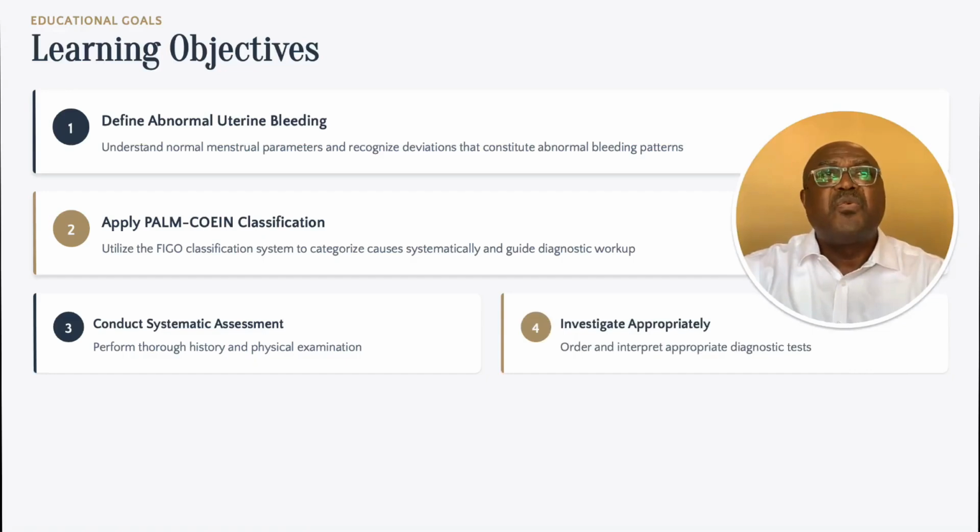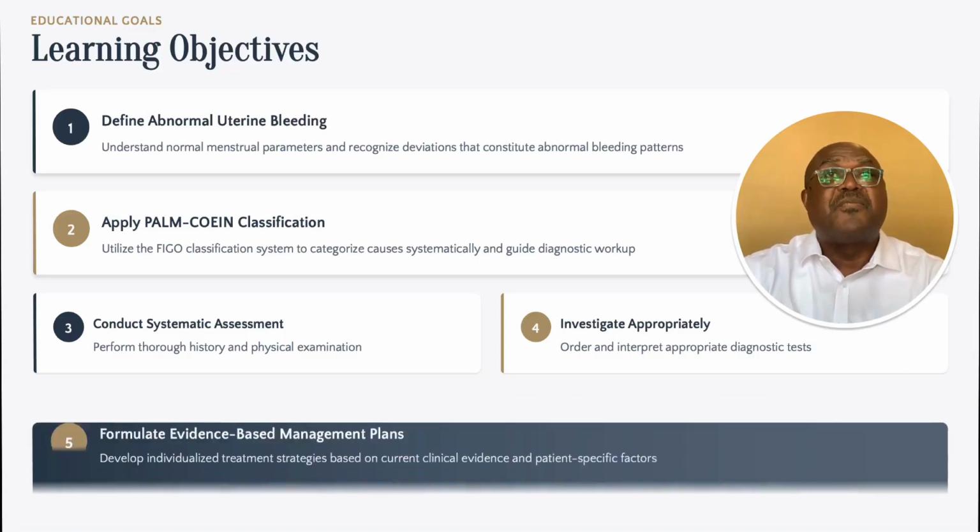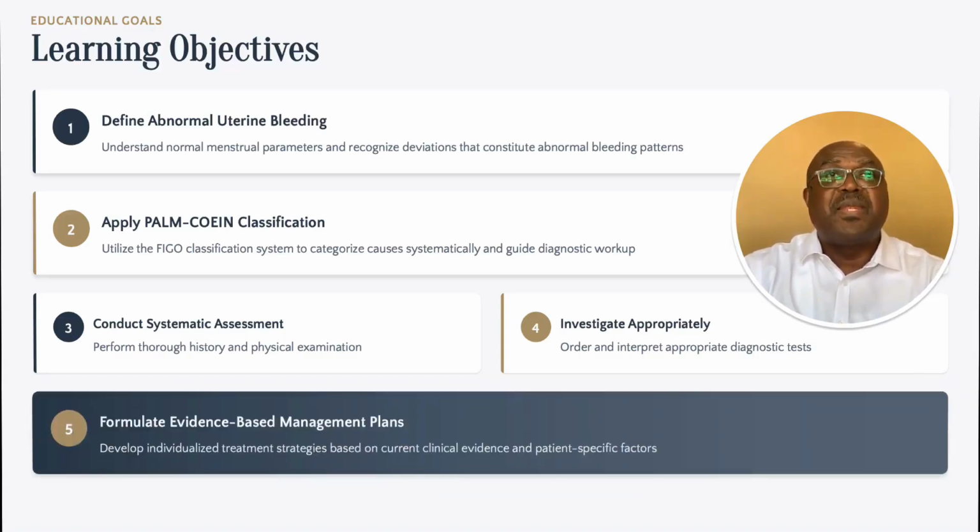Third, you will develop skills in conducting systematic assessment through thorough history taking and physical examination. This is where the diagnosis begins. Fourth, you will know how to order and interpret appropriate diagnostic tests based on the clinical presentation and risk factors of the patient. And finally, you will be able to formulate an evidence-based, individualized management plan that considers each patient's unique circumstances, including age, fertility desire, and symptom severity. So, these objectives will guide our discussion today.